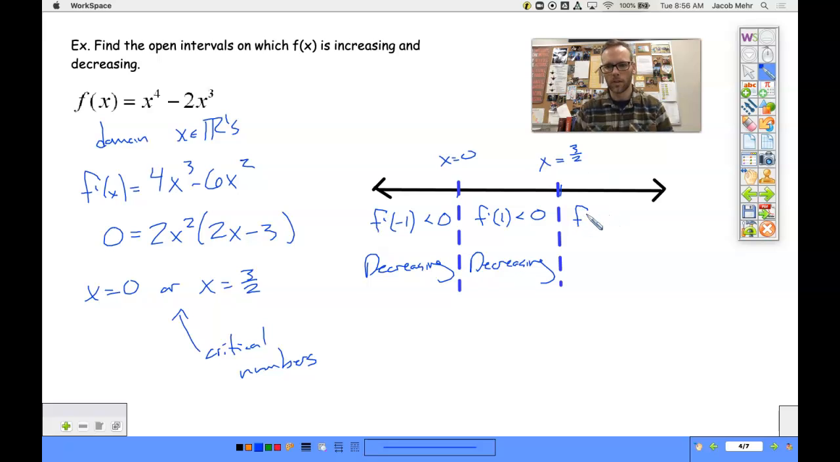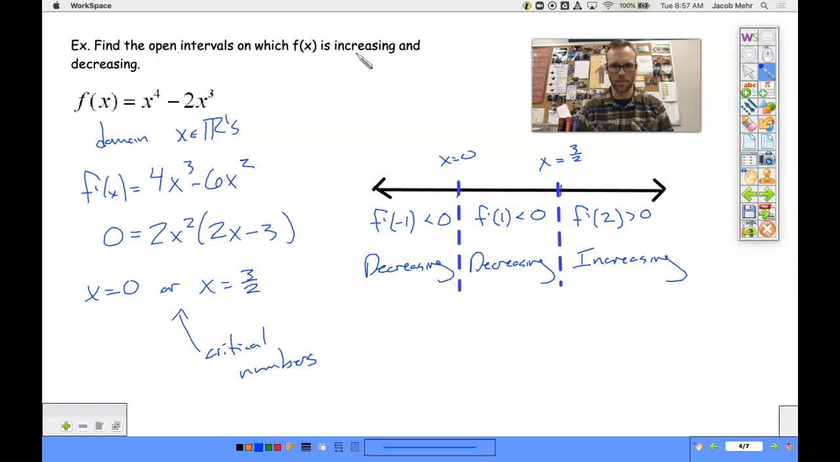Last interval, I just need to pick a value to the right of 3 halves. I'm just going to pick 2. 4 times 2 cubed minus 6 times 2 squared. I get a positive number. I get positive 8. It's positive over here, so it's positive for every value. And if the derivative is positive, the function is increasing. So we found the critical numbers. We split it into intervals. We tested each interval by substituting one value into f prime to determine if the function is decreasing or increasing. So let's answer the question.